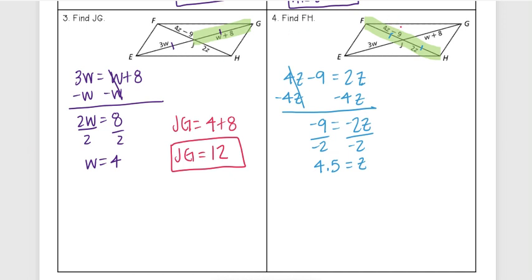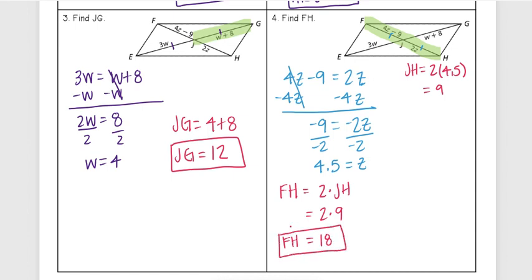You could plug in 4.5 into both 4z minus 9 and 2z and then add those together. But since they're both equal to each other, FH is really just going to equal 2 times either of those. So I'm going to go ahead and plug it into JH because 2z is easier to plug it into. So JH, that's just going to be 2 times 4.5, which is 9. So that means that FH is going to equal 2 times 9, which is equal to 18.